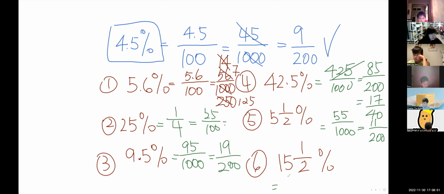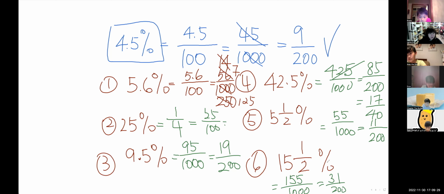So I'm going to ask Evan, can you tell me? 155 over 1,000. 155 over 1,000. Very good. So this number must be divisible by what? Wait. Okay, so 31 over 200. Divided by 5, so it's over 200, but the top is 31.